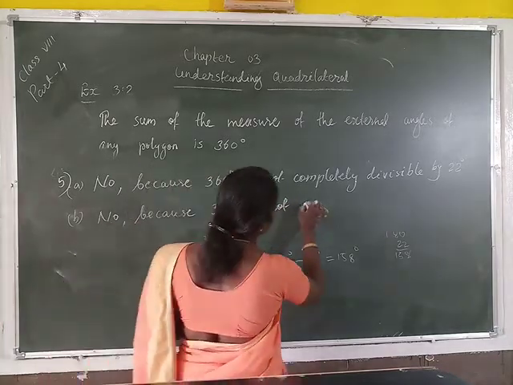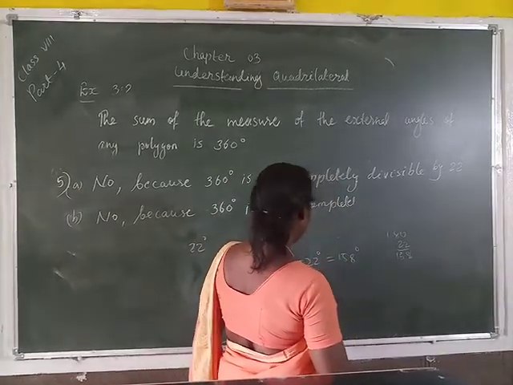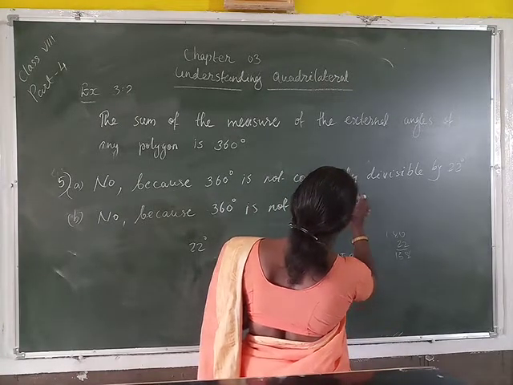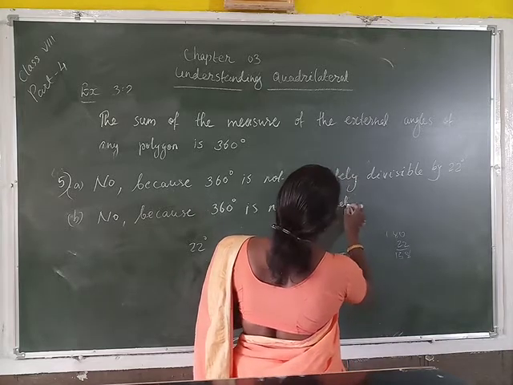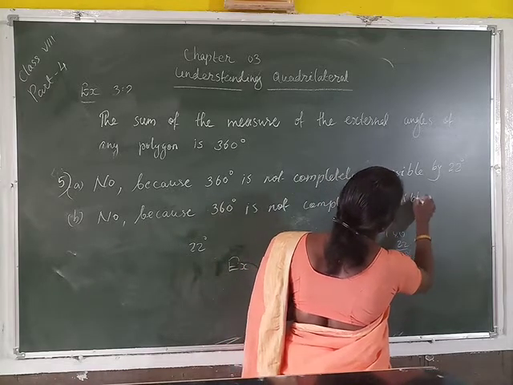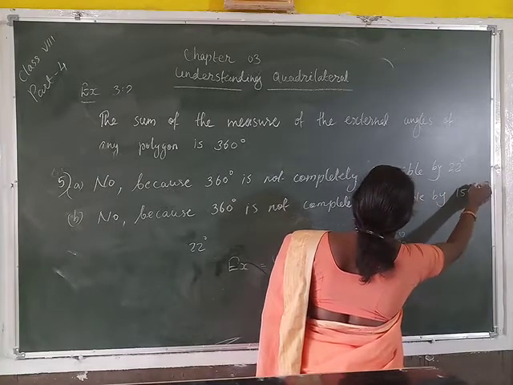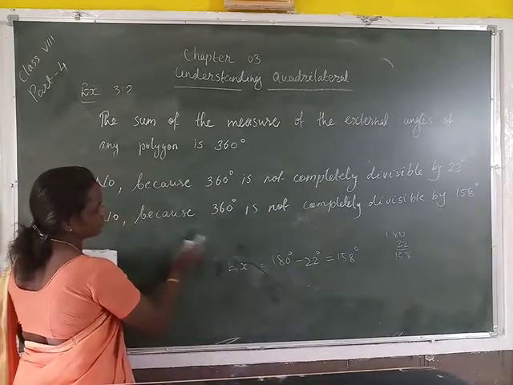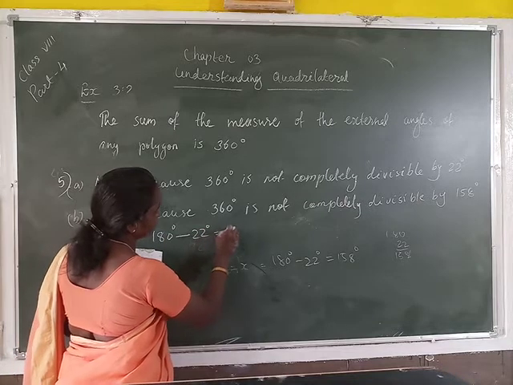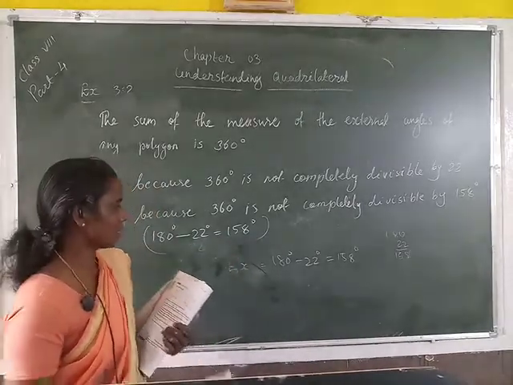Because 360 is not completely divisible by 158 degrees. Here 180 degrees minus 22 degrees is equal to 158 degrees, which means 158 is the exterior angle.